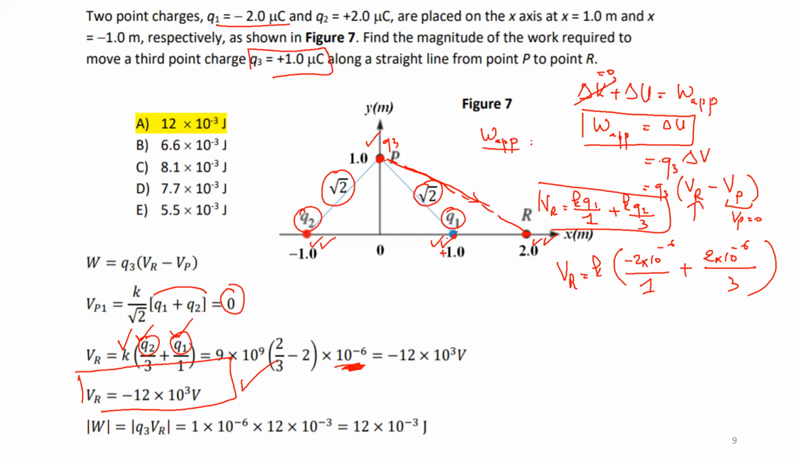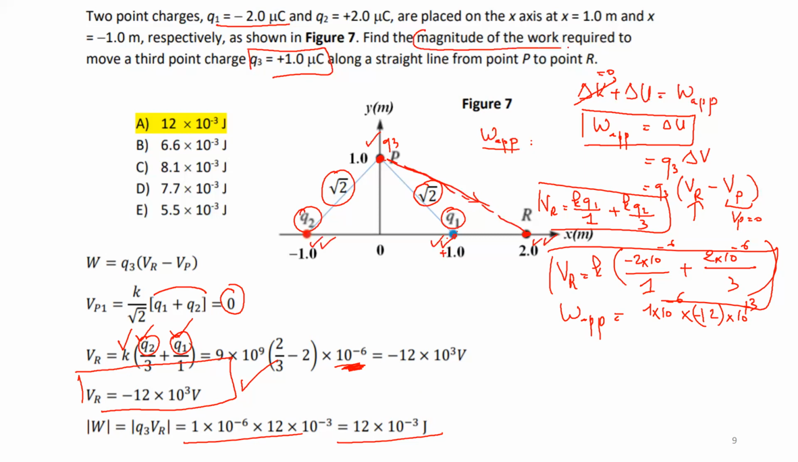Now you incorporate it here. So I know my work applied. The work applied would be just Q3, which is 10 to the power minus 6, times VR. And VR I already calculated, which is minus 12 times 10 to the power 3. So you calculate and then you get 12 millijoules. So this is the work applied. And we want the magnitude. That's why I said magnitude.